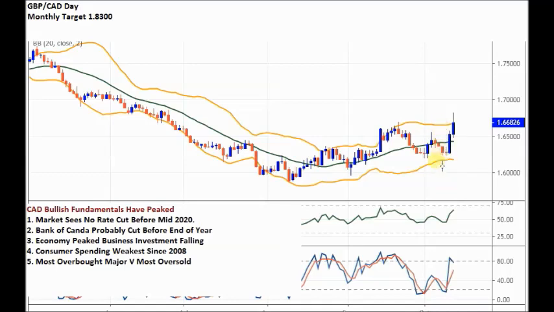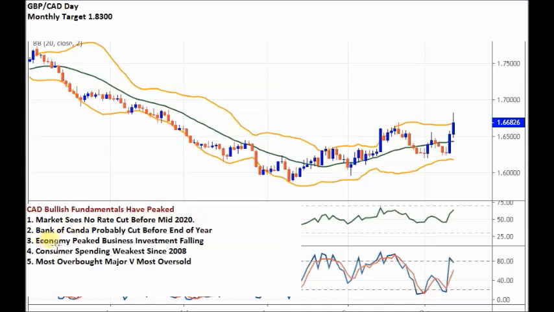But before we draw some levels, let's have a look at why we're so bearish of the Canadian dollar. Basically, I just think the bullish fundamentals have peaked. The market sees no rate cut before mid-2020, and speculators are heavily long of the CAD. The reason they don't see any rate cuts before mid-2020 is because the economic data coming out of Canada has been pretty decent. If you were looking at a major economy that's doing pretty well, it's Canada.